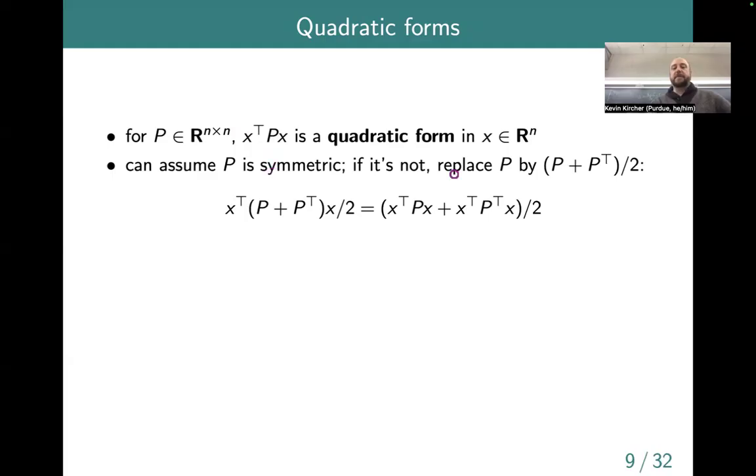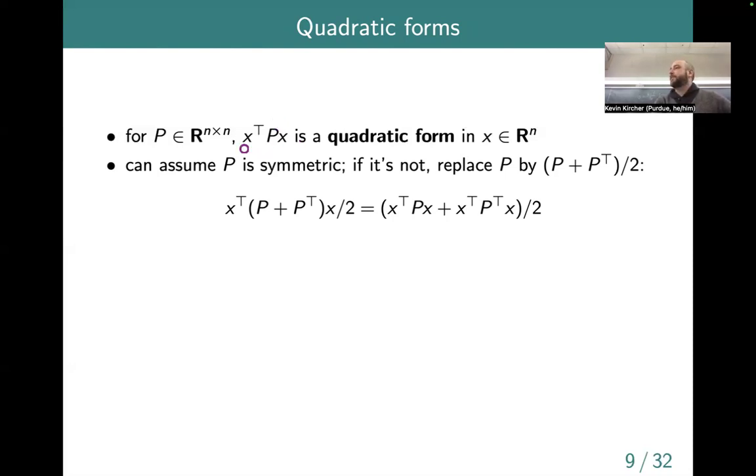There's a short proof of that. Basically, if you call a quadratic form with a matrix that is not symmetric, you can always replace it with this symmetric matrix, P plus P transpose divided by 2, the average of P and P transpose. You can convince yourself that this is a symmetric matrix. I won't go through that, but it's not too hard to do. But you can show that if you take the weight matrix P and replace it by the average of itself and its transpose, you get the same thing as you get from just taking x transpose P x directly.